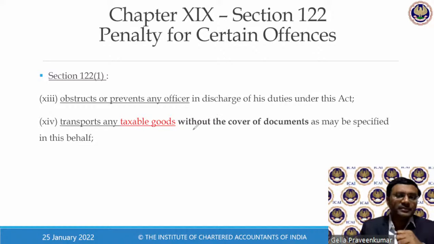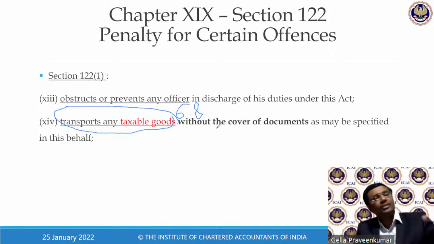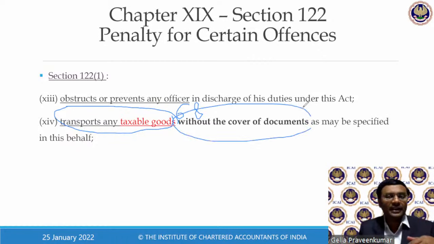Now, transportation of taxable goods. You know that section 68 deals with the documentation required in relation to transportation of goods: a tax invoice or a delivery challan or a bill of supply, along with the e-way bill which is notified under Rule 138. If any of these documents are not there as a cover for the purpose of transportation of taxable goods, it is a punishable offense under section 122.